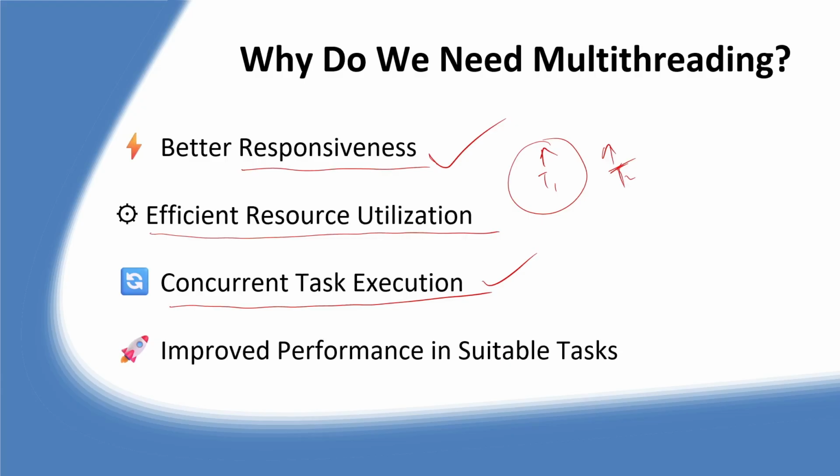So these are the requirements for which we use multi-threading. Multi-threading does not automatically make every program faster. It introduces additional complexity, and it should be used when the nature of the application actually benefits from concurrent execution. So we should identify that this concurrency is required as part of this application. In such cases only we should use multi-threading. So we should be clear with our requirements. It improves performance in suitable tasks. That's why we need multi-threading: for better responsiveness, efficient resource utilization, and concurrent task execution.